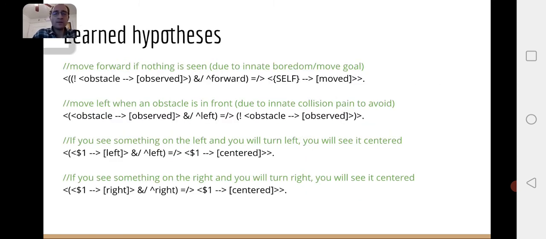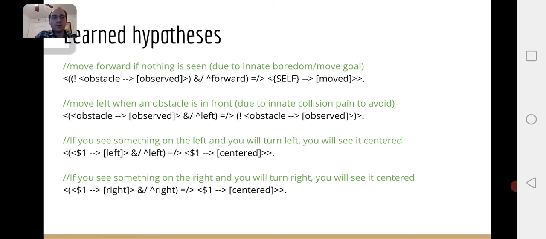The interesting thing is that there are many learned hypotheses, actually much more learned knowledge than given knowledge. For instance, to move forward if nothing is seen, simply because this innate boredom drive forces it to do this, or to learn this, and then to exploit it. So it simply learns to move forward when there is no obstacle currently visible.